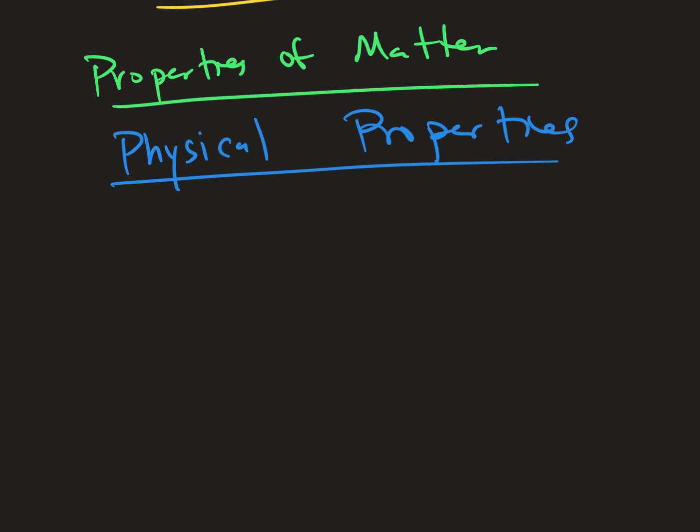So how do we know if a property is physical versus chemical? What makes it a physical property? We can detect it by our senses. Good. We make observations, or measurements.